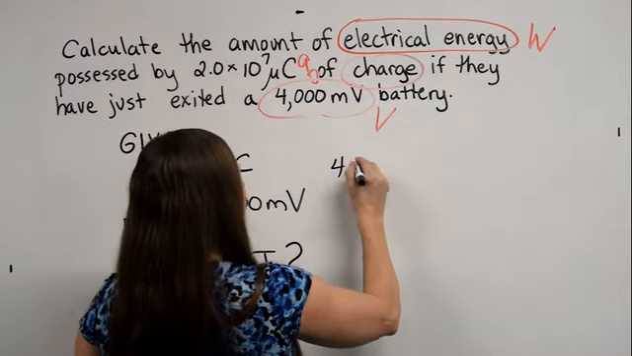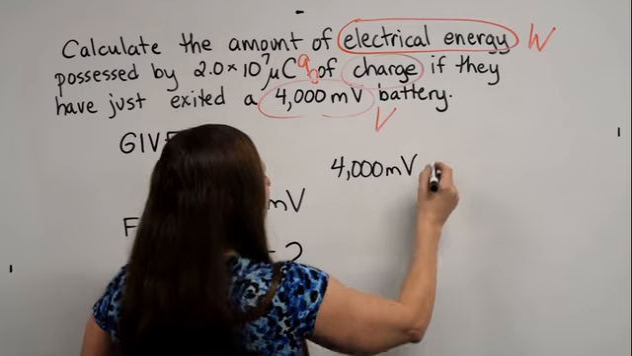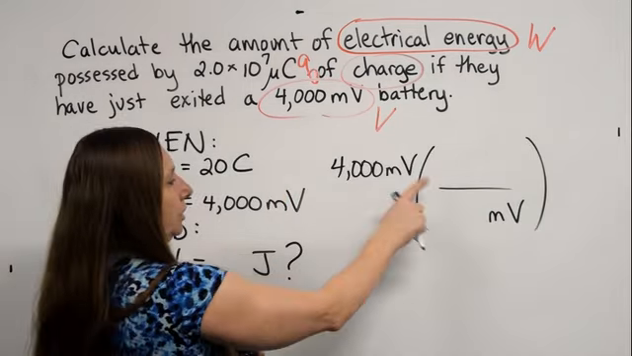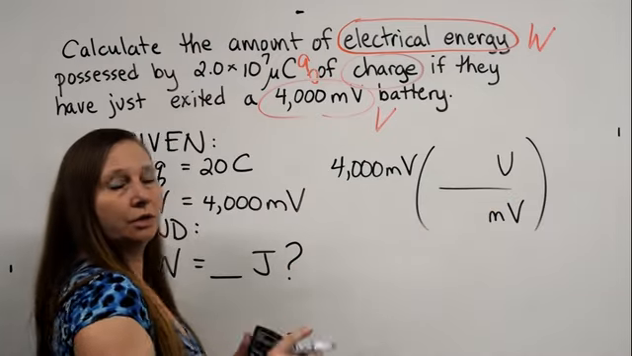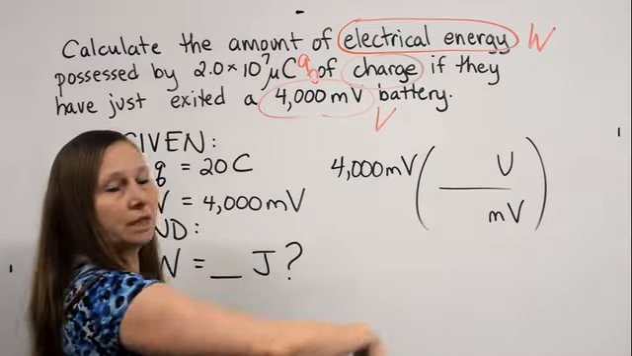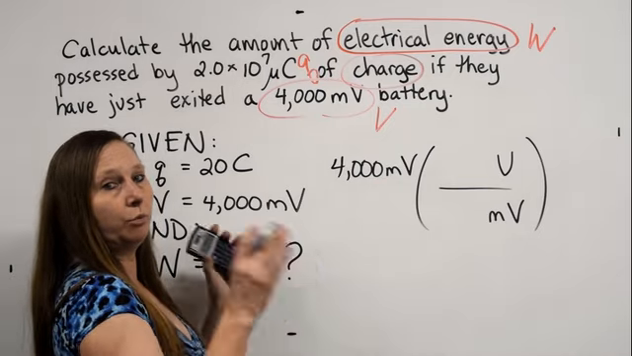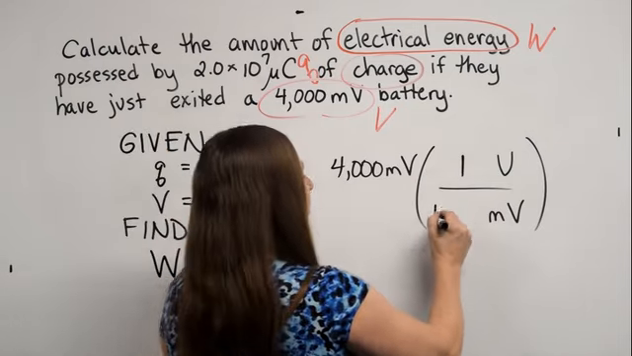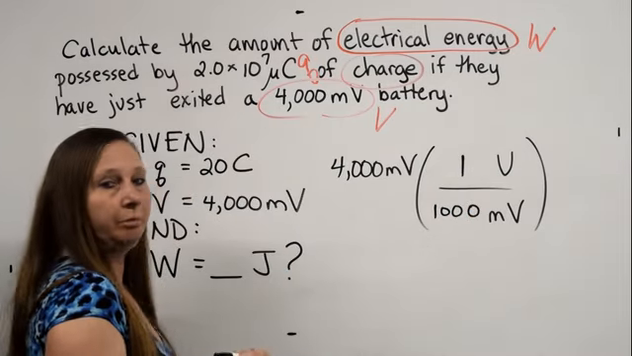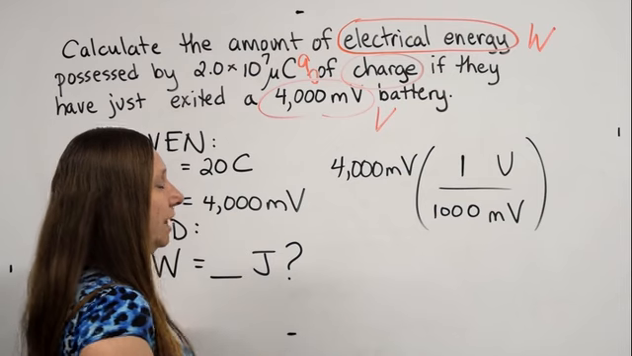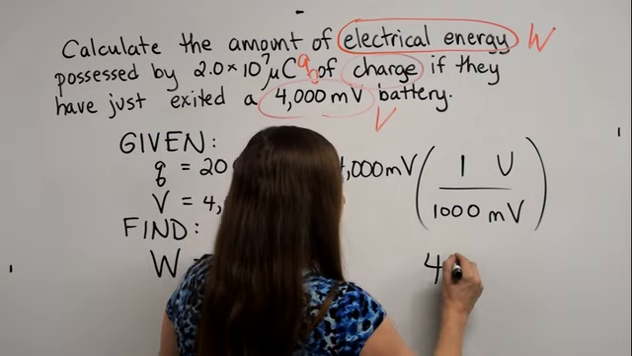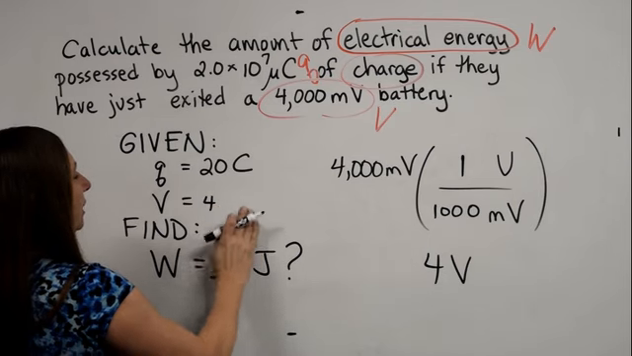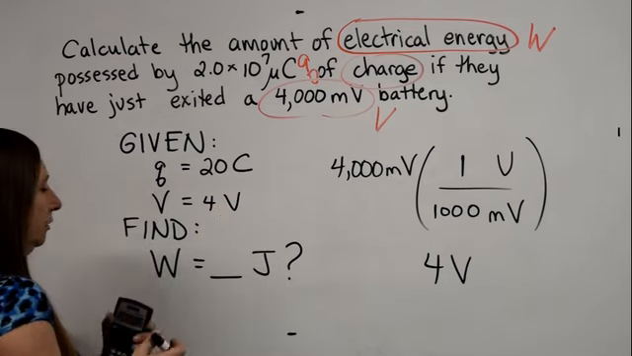4,000 millivolts, I want to get rid of millivolts. See how I put the units in first in the right places? So there's no screwing up what goes on top, what goes on the bottom. Where do I put the 1? Where do I put the 1,000? One big giant volt is equal to 1,000 little bitty millivolts. 4,000 divided by 1,000 is 4 volts. So the 4,000 millivolts becomes 4 volts.